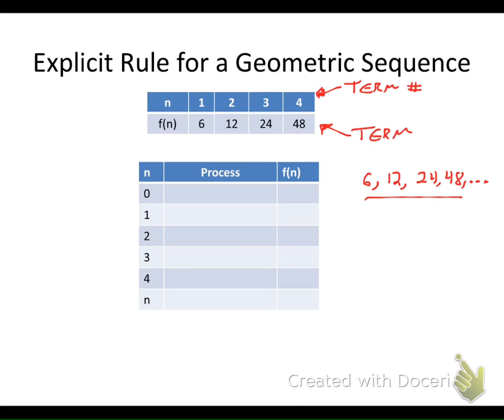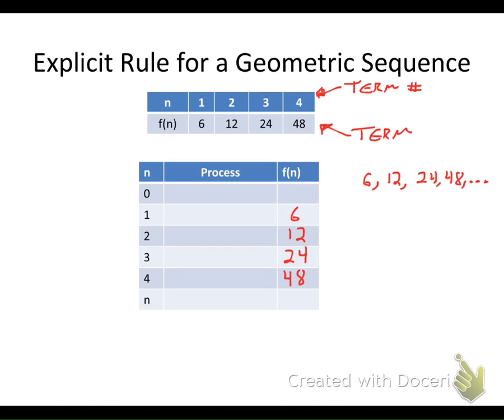In other words, if I gave you the sequence and I said, what's the 20th term in the sequence, we could just substitute 20 into our formula and find the answer. So let's fill in our little table here, because I think this table is going to lend some insight into how to write that rule. We know that our first term is 6, and our second term is 12, our third term is 24, and our fourth term is 48.